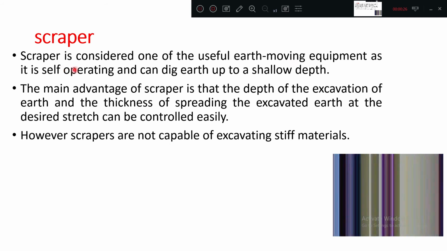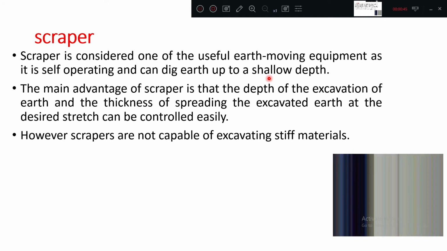Okay, if you see this one, scraper is considered one of the most useful earth moving equipment, as it is self-operating. It is self-operating and can dig earth up to a shallow depth. Okay, wherever sandy soil is there, obviously it is going to cut that earth surface.